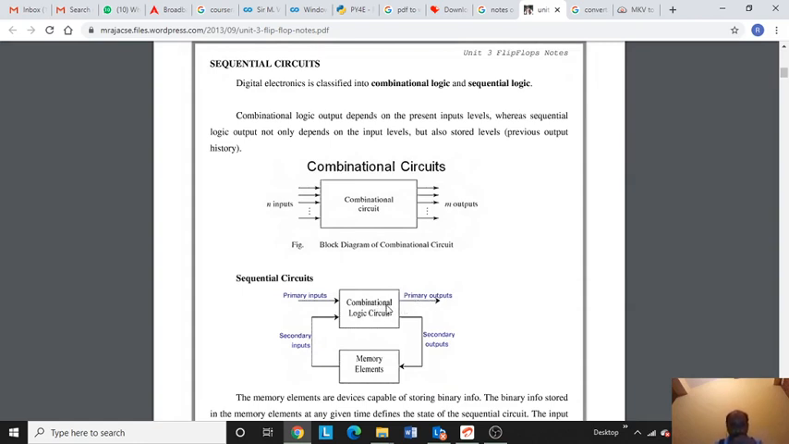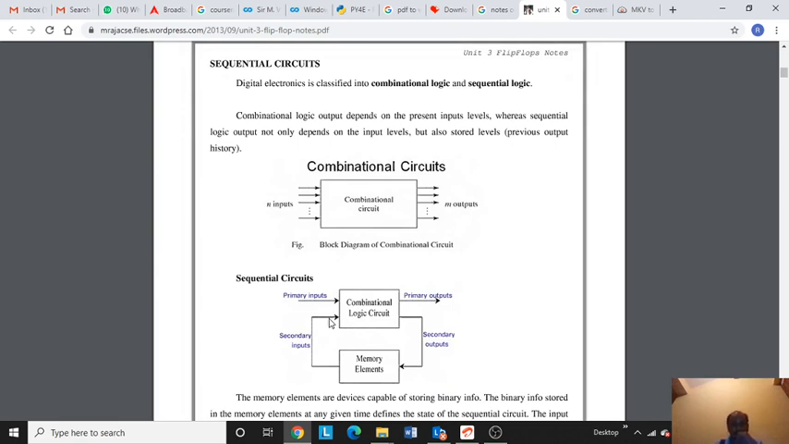But now some outputs of the combinational logic circuit are also stored for a while in this memory element. That means the previous output of the combinational logic circuit is stored in this memory element, and this previous output will again act as an input for the combinational logic circuit. So now the combinational logic circuit is involved with two inputs. One is the primary input, the other one is the secondary input.